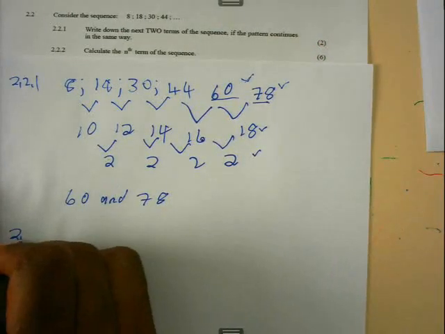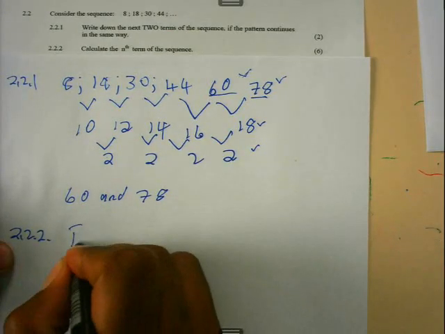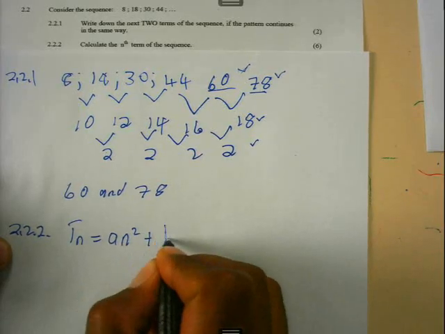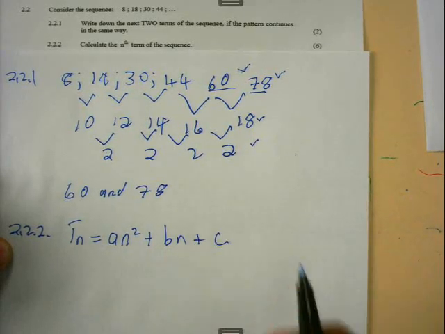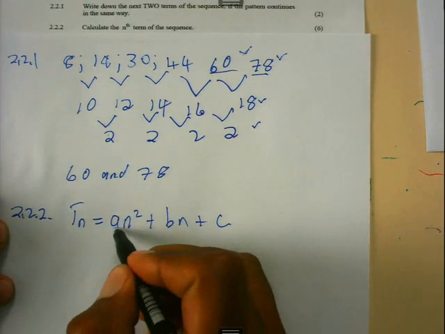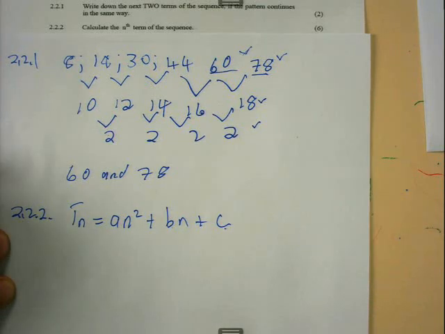How do we calculate the nth term of the sequence? If I have to remind you, at the end of the day, we must have Tn equals an squared plus bn plus c. It means what is important is that we must have the value of a, the value of b, as well as the value of c. How do we determine them?